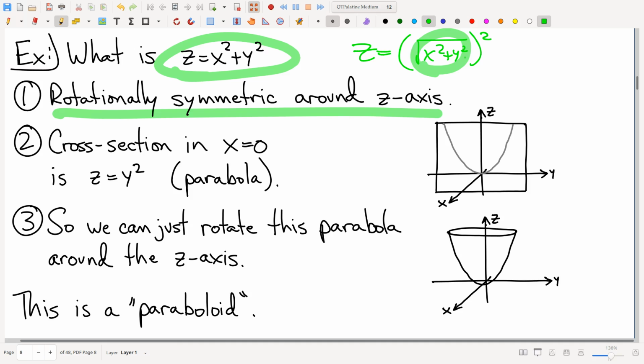Okay, so whatever this is, it's a rotation. Did I hear a question? No, okay. Sorry, my ear's playing tricks on me. If we see that form, we know that we've got something that's rotationally symmetric around the z-axis.